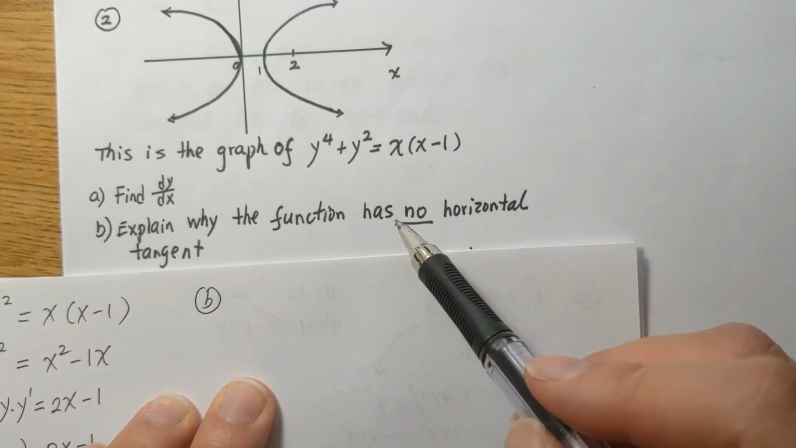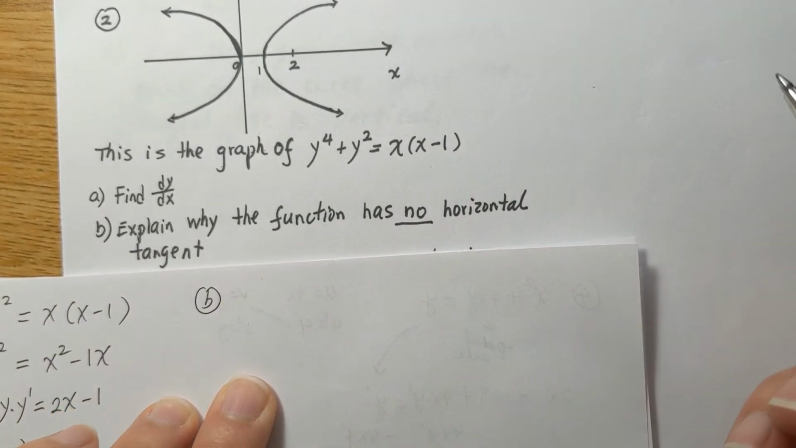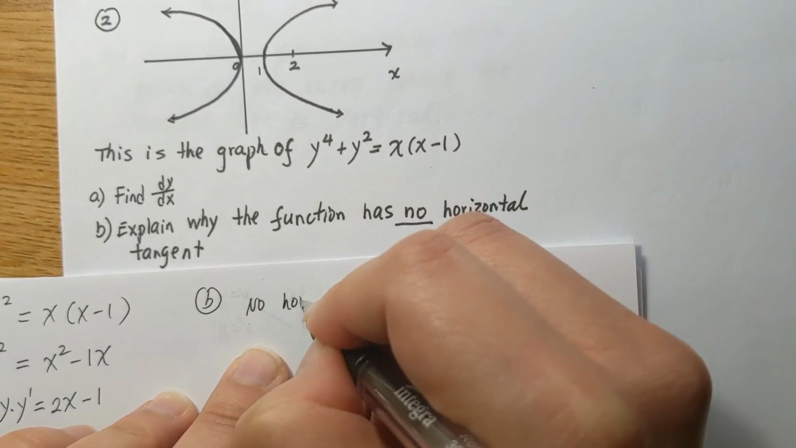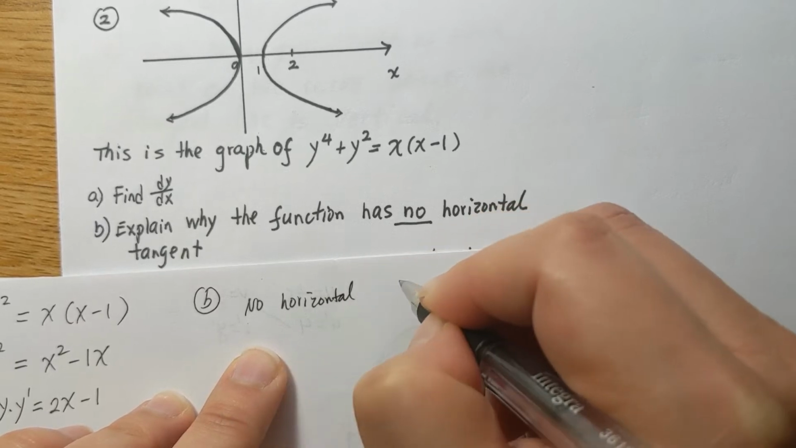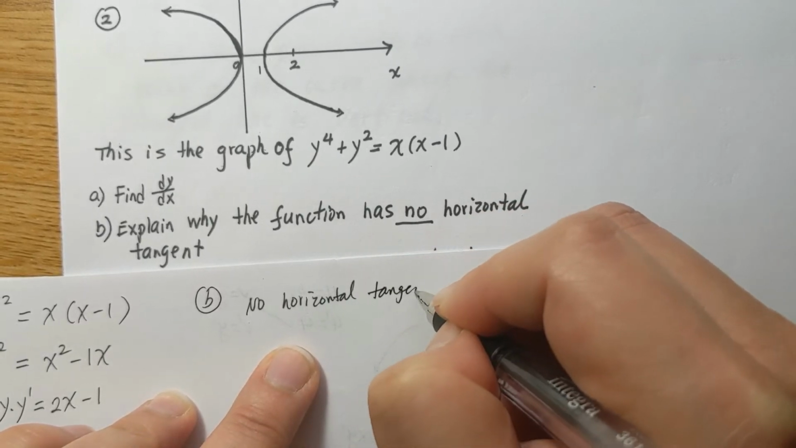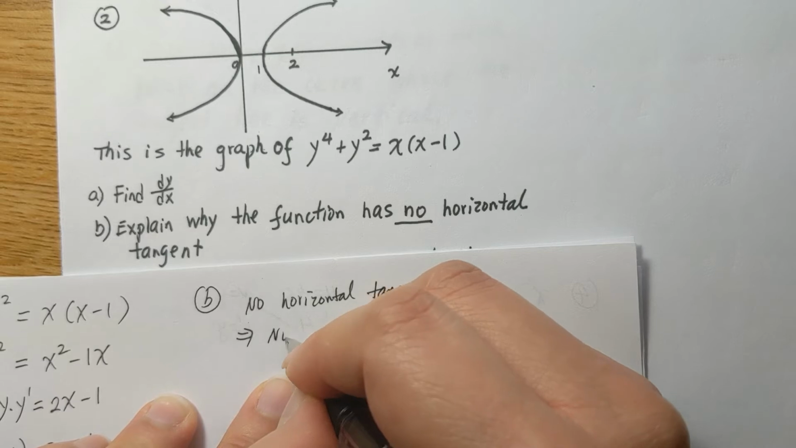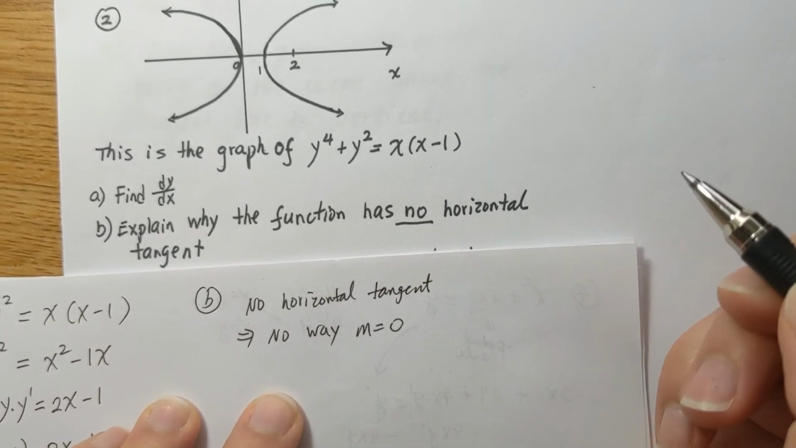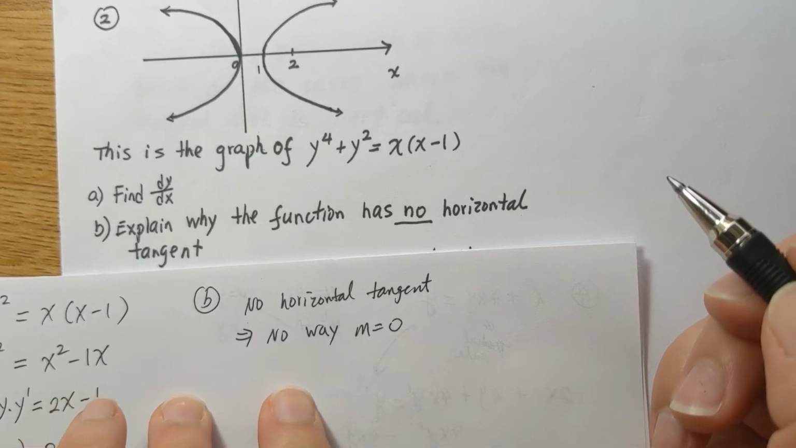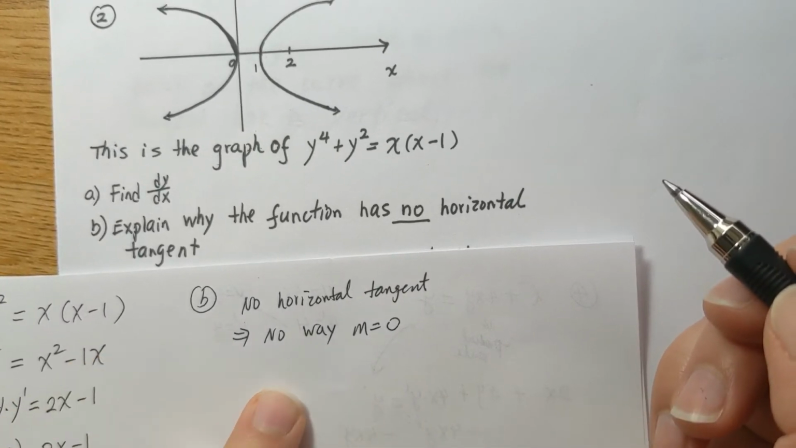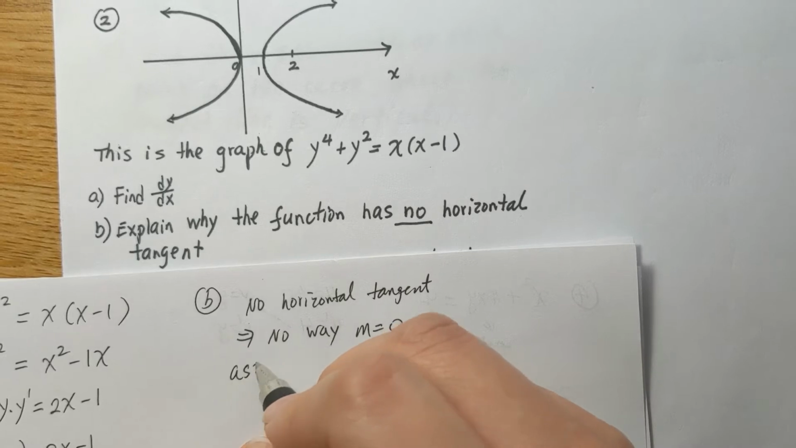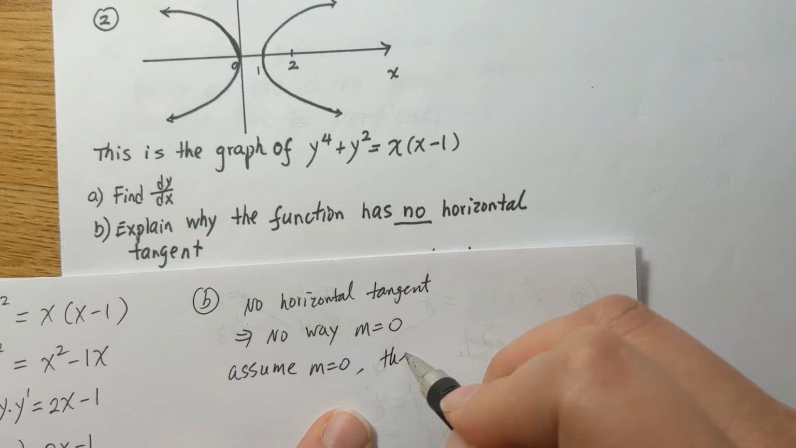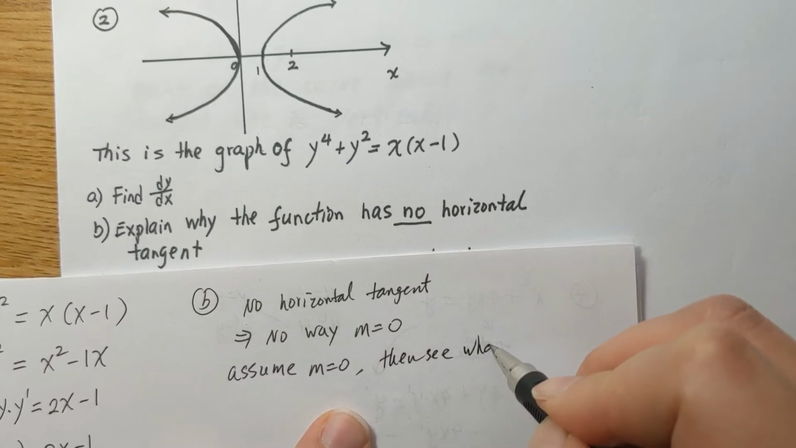Explain why the function has no horizontal tangent. So, no horizontal tangent. So that means there's no way m equals 0. If you want to prove there's no way m equals 0, you have to assume m equals 0 and then see what happens.